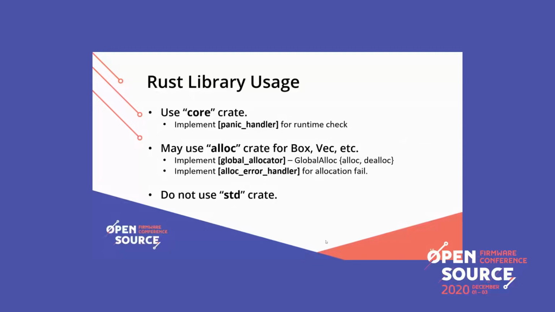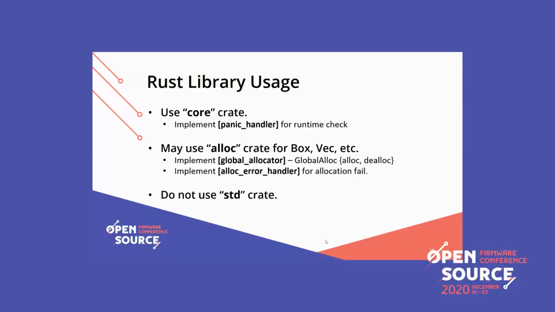We may use the alloc crate for advanced data structures such as Box or Vec. To use that, we need to implement a global allocator. The allocate and deallocate can be mapped to UEFI AllocatePool and FreePool. To handle memory allocation failure, we also need to implement an alloc error handler. The std crate includes lots of advanced features such as file system access and network access, which are not well supported.